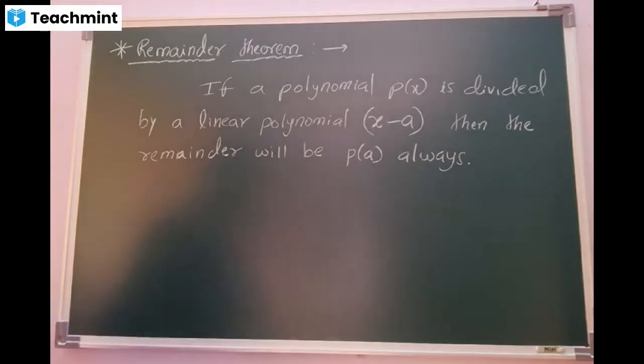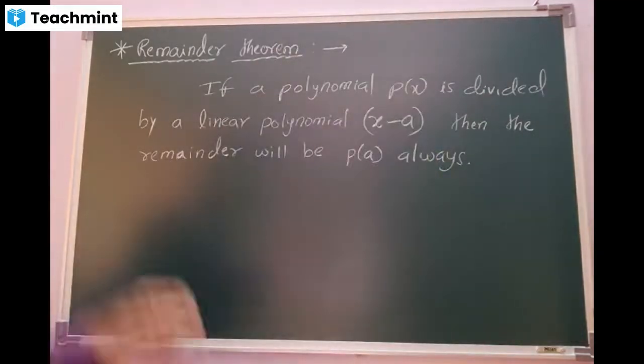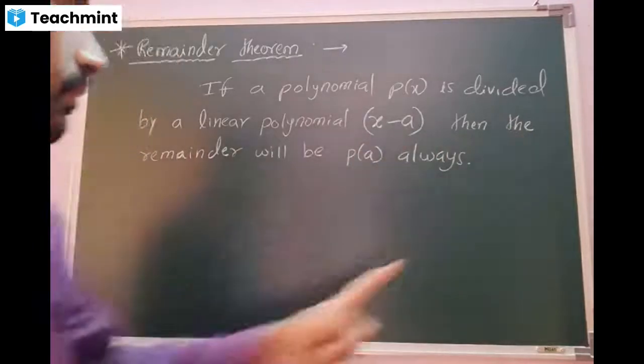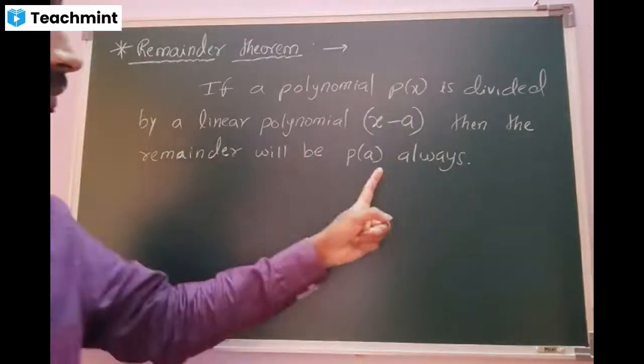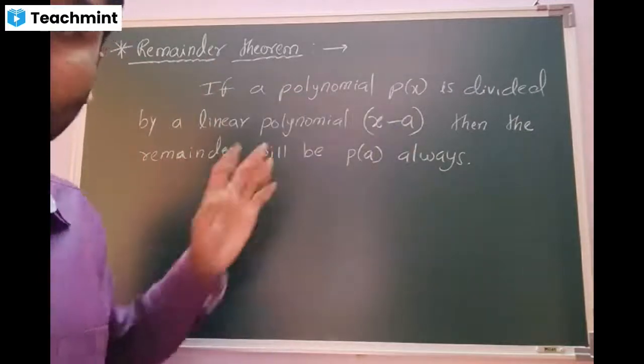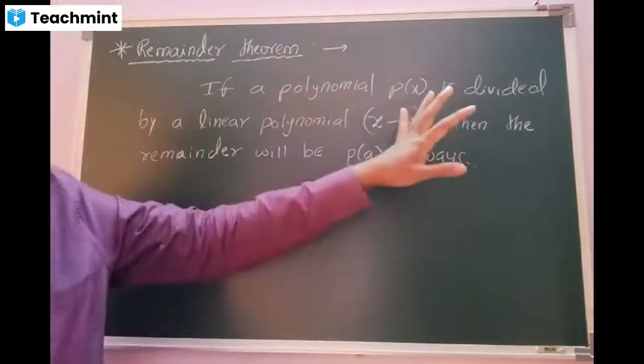Bhargav. If a polynomial p of x is divided by a linear polynomial x minus a, then the remainder will be p of a always. Yeah, beta. It is a remainder, not reminder. Okay.